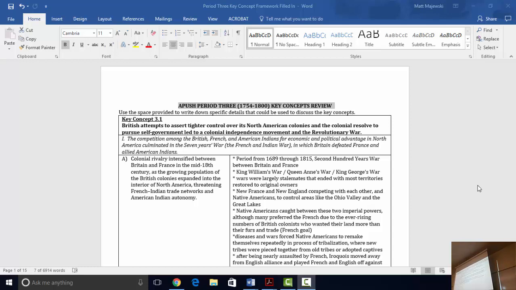I promise, this is it. Alrighty? Page 49, Foreign Policy.